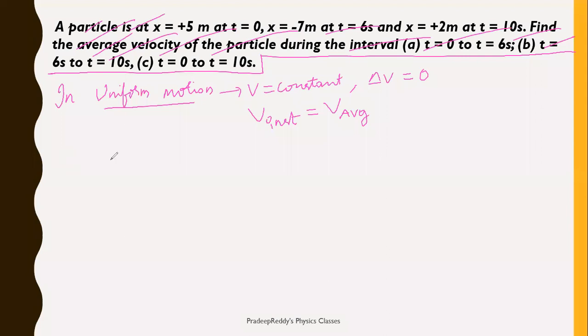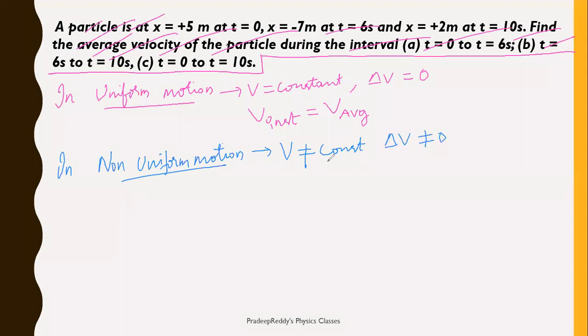Coming to the next thing, non-uniform motion. In non-uniform motion, unequal distances are covered in equal intervals of time. So therefore, V is not equal to constant, and delta V is not equal to 0. And in non-uniform motion, we know that instantaneous velocity is not equal to average velocity. That is the difference between uniform and non-uniform motion, right?